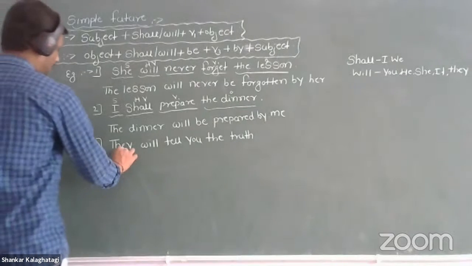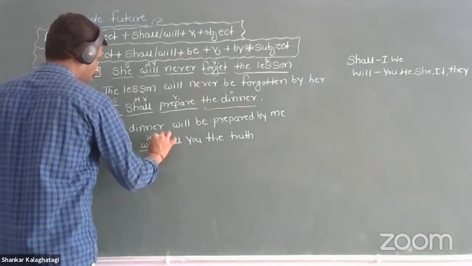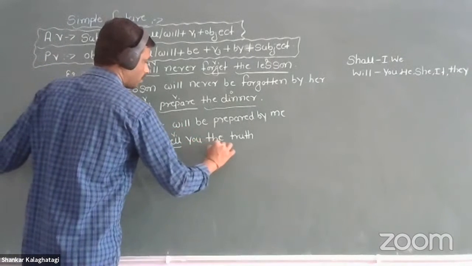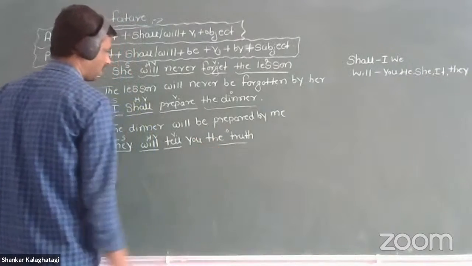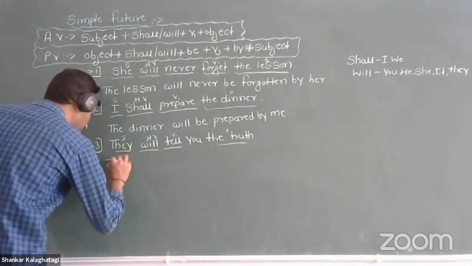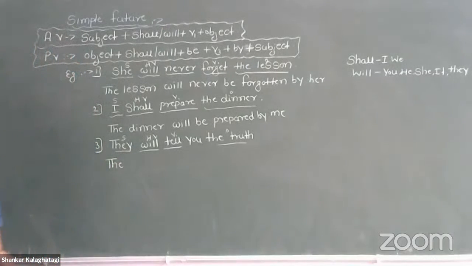So they is the subject. Okay. Will is the helping verb. So tell is the main verb. Okay. So the truth is our object. You is the extra thing. Okay. Now we have tried. The truth will be told by them.